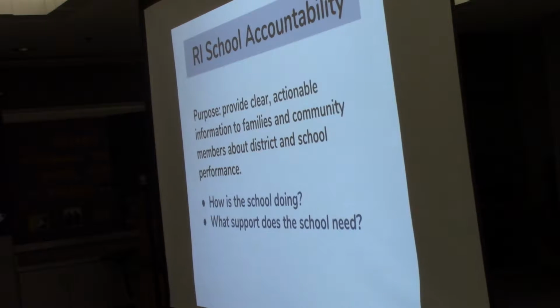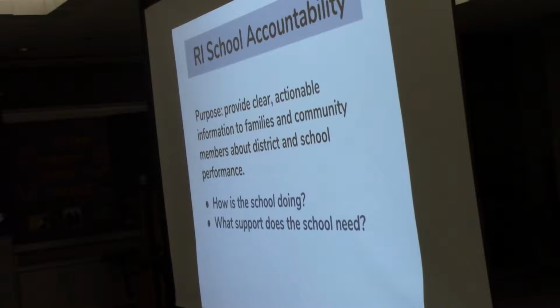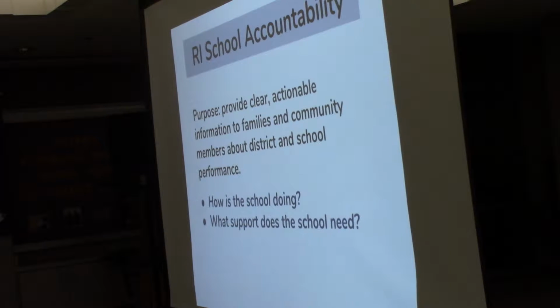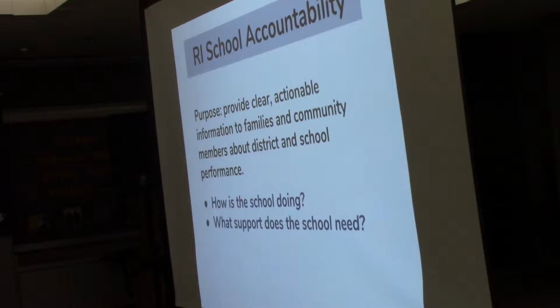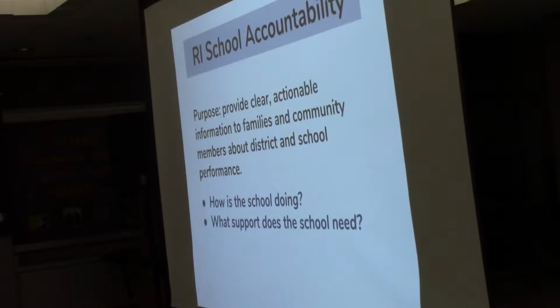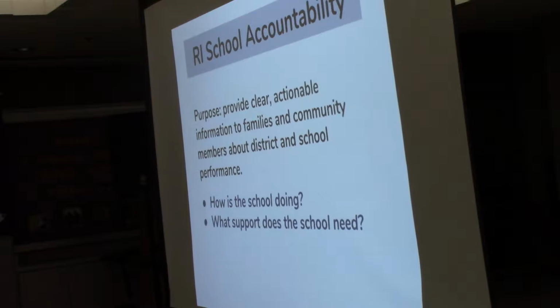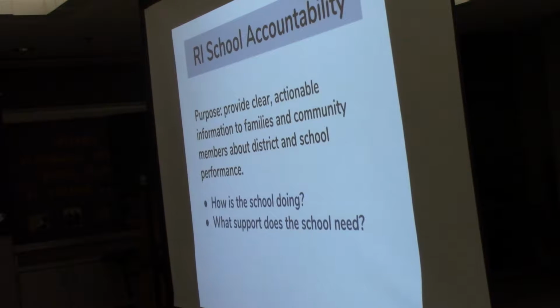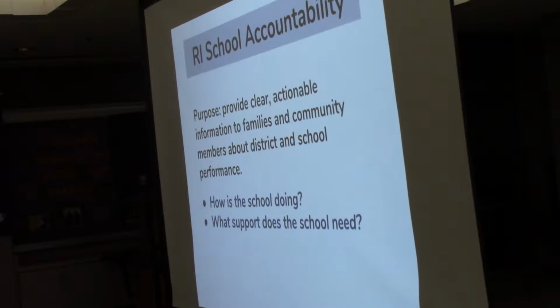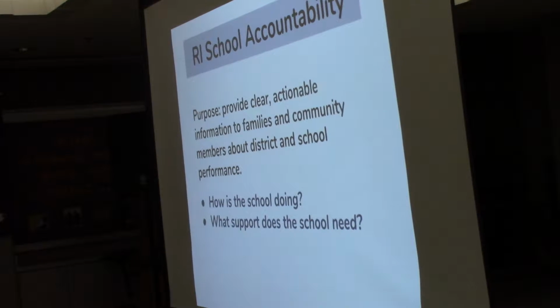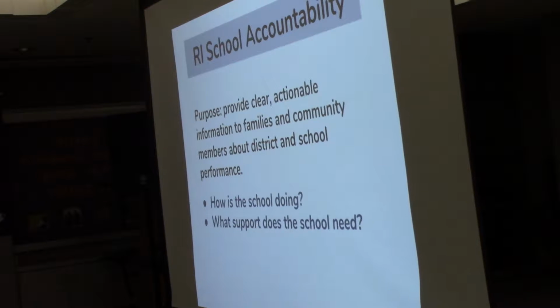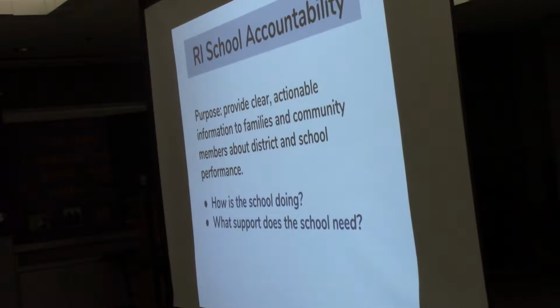The Rhode Island School Accountability System that recently came out, and this is required under ESSA, Every Student Succeeds Act, provides clear, actionable information to families and community members about the district and the school performance. They answer the questions, how is the school doing and what support does the school need?